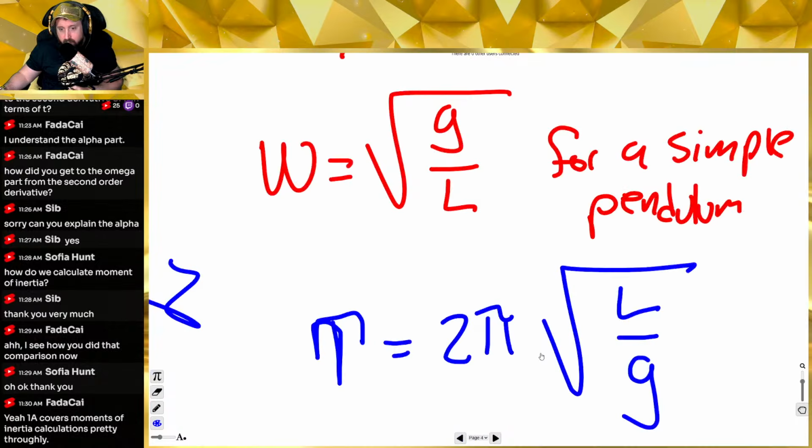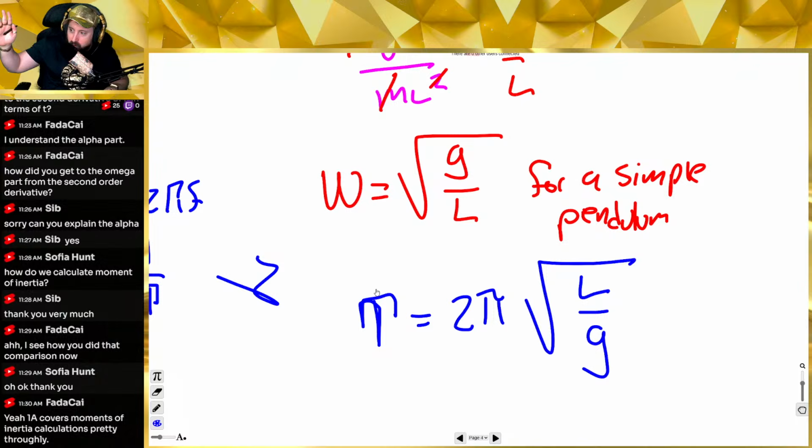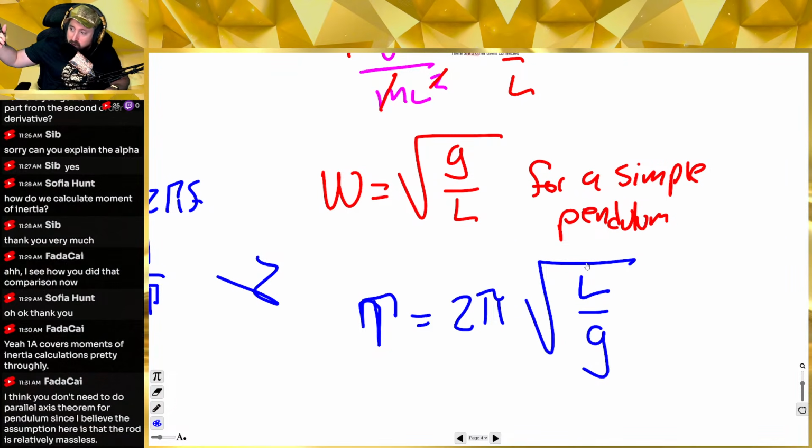So, for instance, the time it takes for a pendulum to swing back and forth. If the length of that pendulum was more, it should take more time, right? Because the pendulum has to travel a lot more.